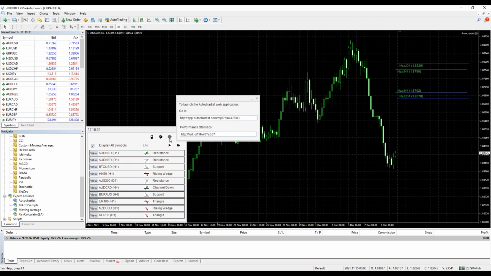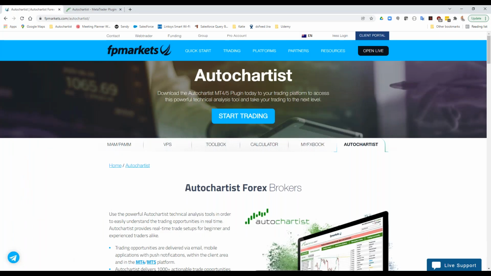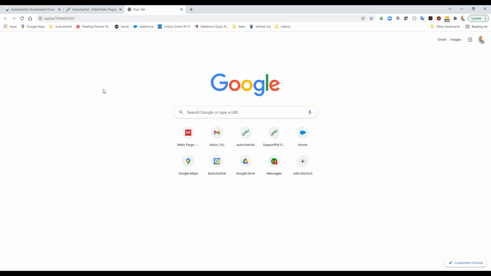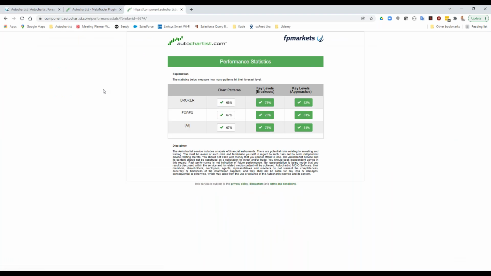If you click on this little world icon and copy and paste the performance statistics link into a browser window, okay, you'll come up with past performance stats. These past performance stats are split into 3 sections. The first section is breakout chart patterns. The second section is breakout key levels. And the third section is emerging key levels. Let's talk about what each one of these looks like.